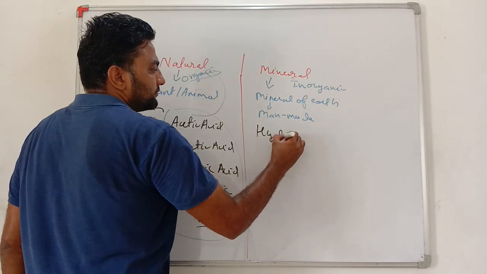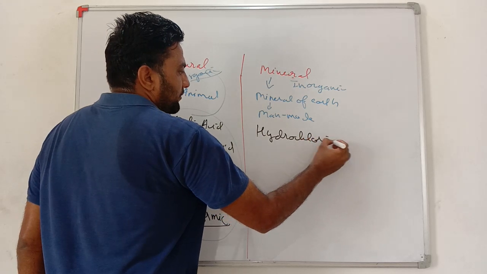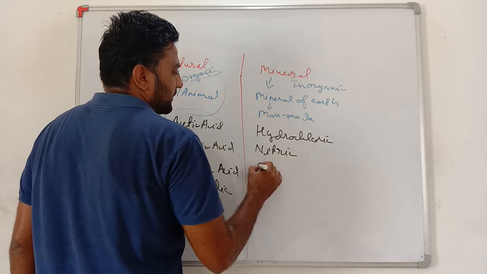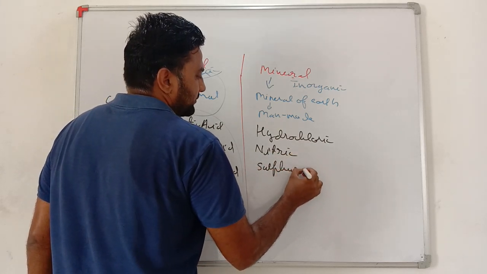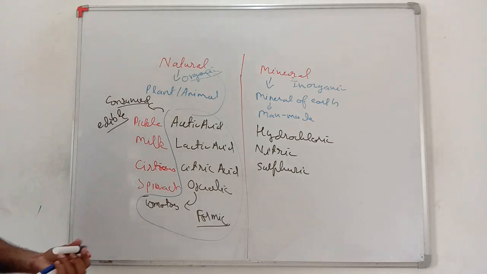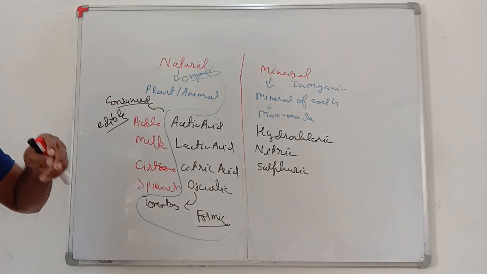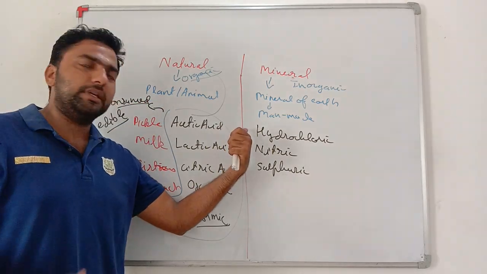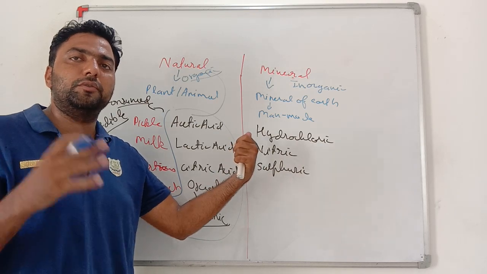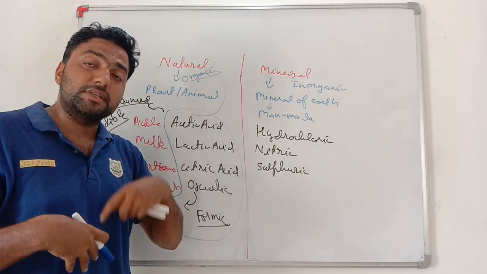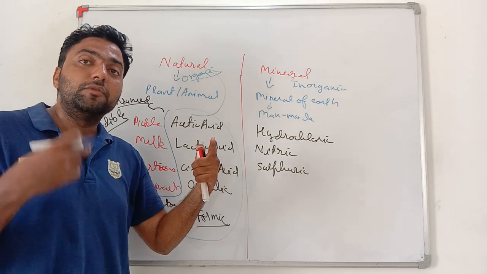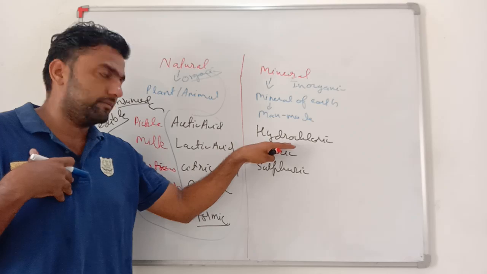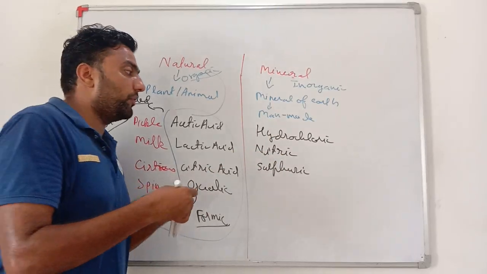Hydrochloric acid, nitric acid, sulfuric acid. My dear students, these acids are man-made acids. Very important. Don't get confused that sir, hydrochloric acid is present in the stomach. Don't worry. It is also harmful for us if it is in excess amount. We know many times we get acidity because of this. These acids cannot be consumed. Very important.